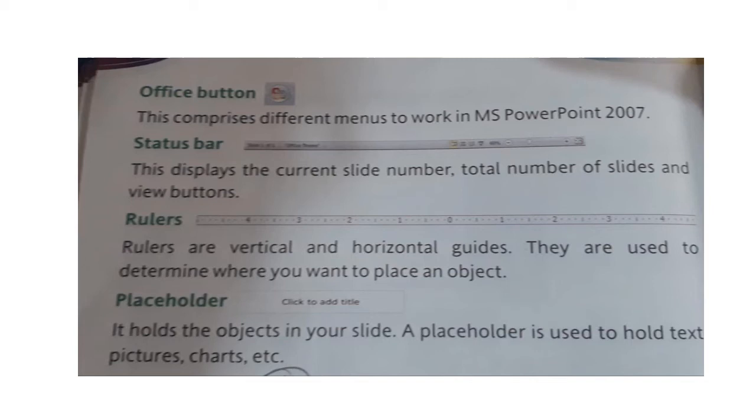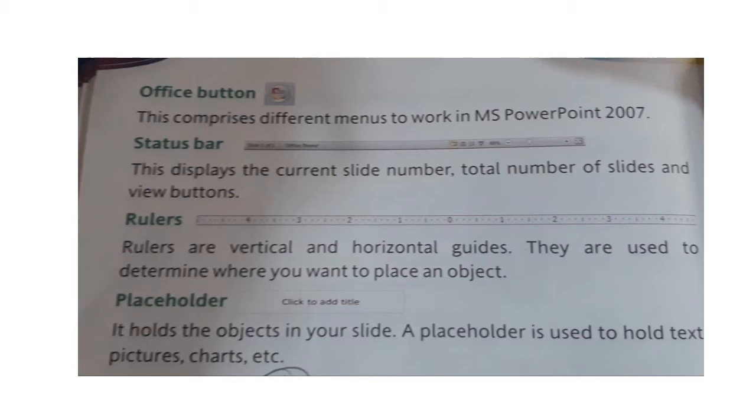Next screen element is status bar. This displays the current slide number, total number of slides and view button. Current slide number means on which slide you are working. It shows the number of that slide, and it also shows the total number of slides you are having in your presentation, and also the view buttons.